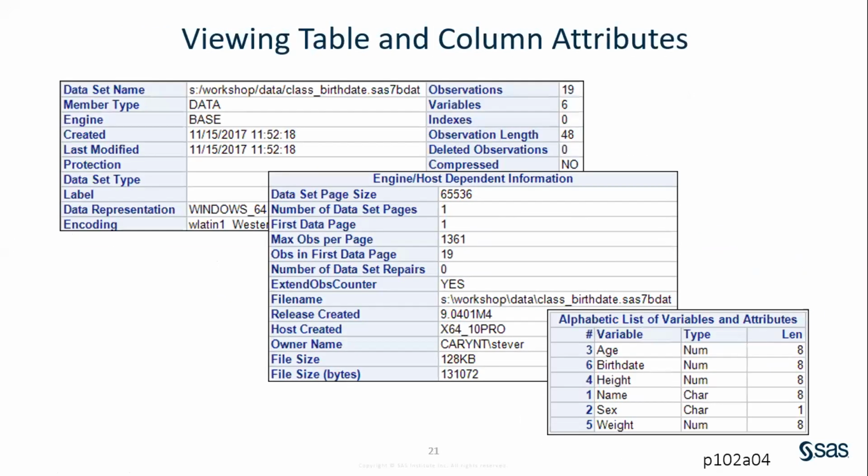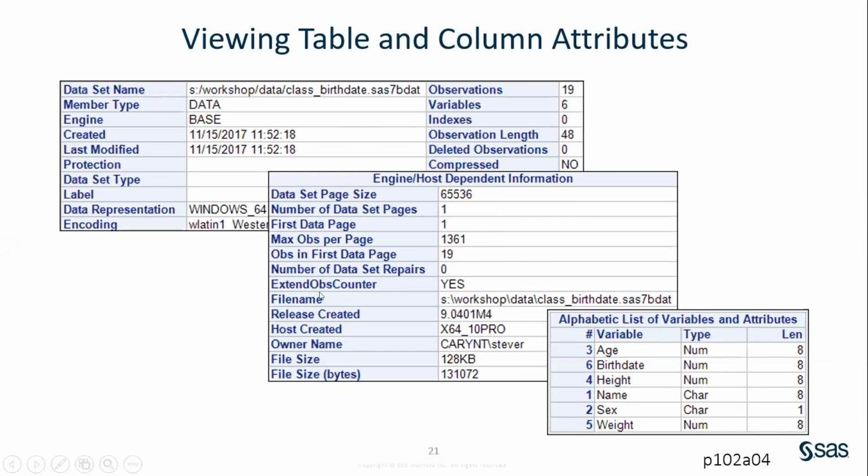Within PROC CONTENTS, we get three portions as a result. It gives you the name of your data set along with its extension, and its member type is data. Because we are using SAS software to view the table, its engine is base. Sometimes it comes as base or it gives you V9 or V7. That's the version of your base SAS software. Then how many observations, how many variables, is your data compressed, what is the maximum length, is your data sorted, then the data representation, that is the operating system, and the encoding, which is all about fonts.